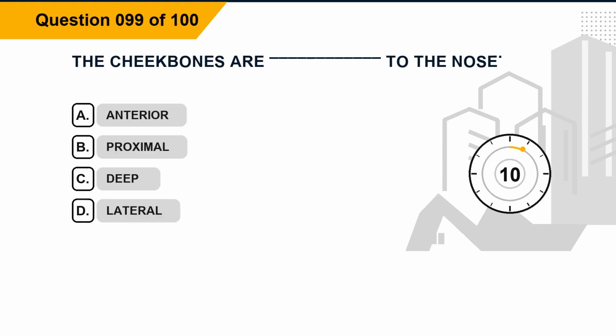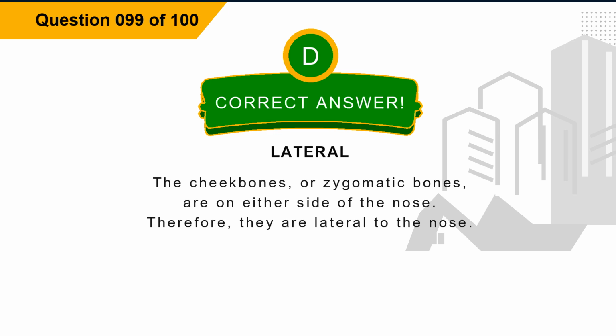Question 99. The cheekbones are blank to the nose. Option A. Anterior. Option B. Proximal. Option C. Deep. Option D. Lateral. The correct answer is option D. Lateral. Explanation: the cheekbones, or zygomatic bones, are on either side of the nose. Therefore, they are lateral to the nose.